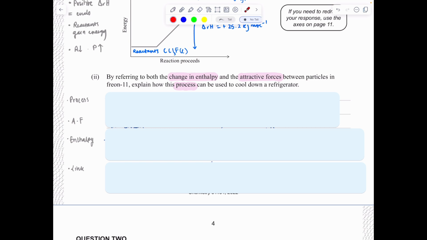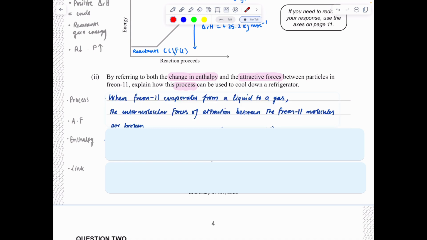Okay, so the process. What is the process? It's the evaporation process of Freon. So how does the evaporation process lead to refrigerators cooling down? Well, what's happening during the evaporation process? Let's talk about that. So when Freon 11 evaporates from a liquid to a gas, the intermolecular forces of attraction between Freon 11 molecules are broken. So I've talked about the process of evaporation, and I've talked about the attractive forces between the particles. So Freon is a molecule, and so the attractive forces would have to be the intermolecular forces between the molecules.